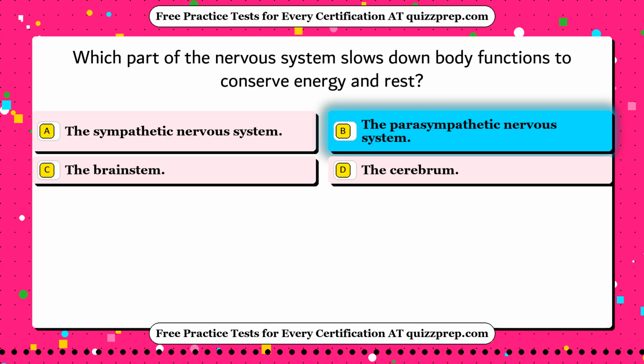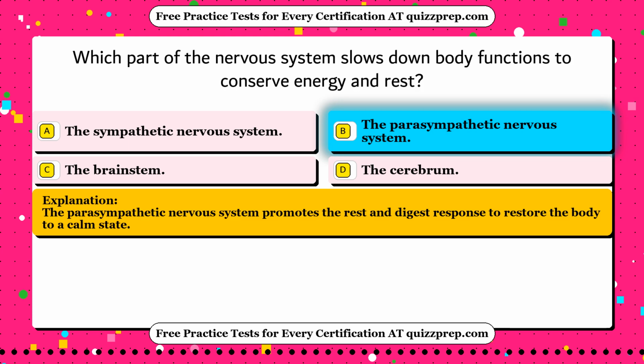The correct answer is option B, the parasympathetic nervous system. The parasympathetic nervous system promotes the rest and digest response to restore the body to a calm state.